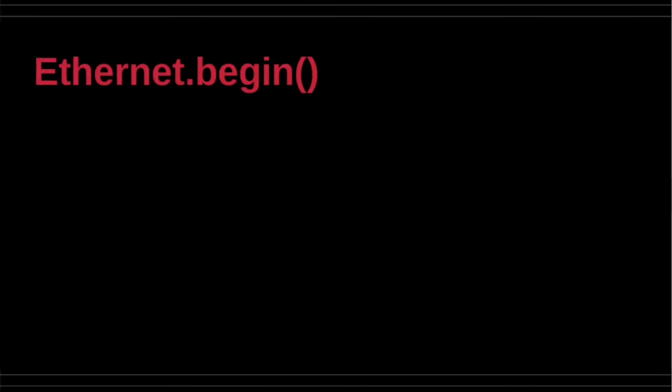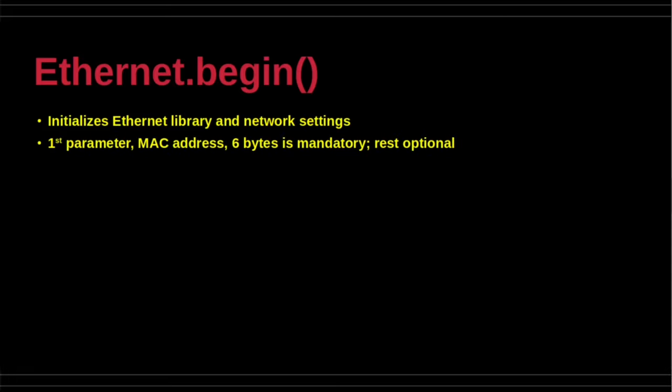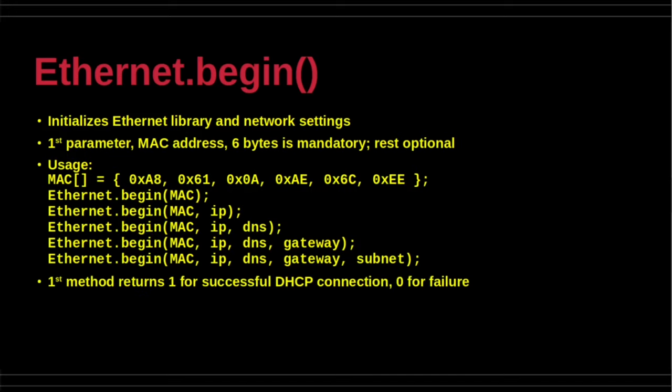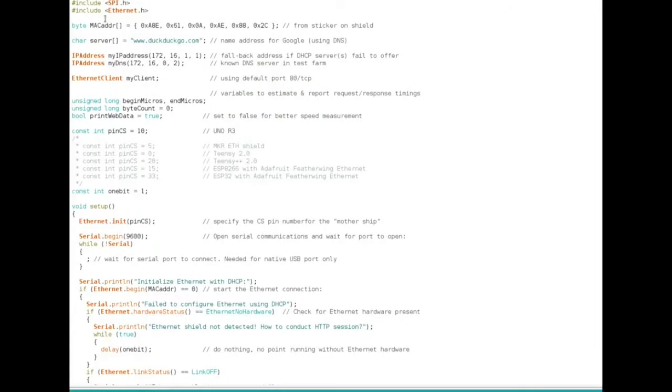The begin method initializes the settings. There are several overloaded methods available to use: MAC address only; MAC address and IP address; MAC address, IP address and DNS server name and address; MAC address, IP address, DNS server and gateway address; and finally MAC address, IP address, DNS server, gateway and subnet. Only the first method returns a value of 0 or 1 to indicate DHCP connection status.